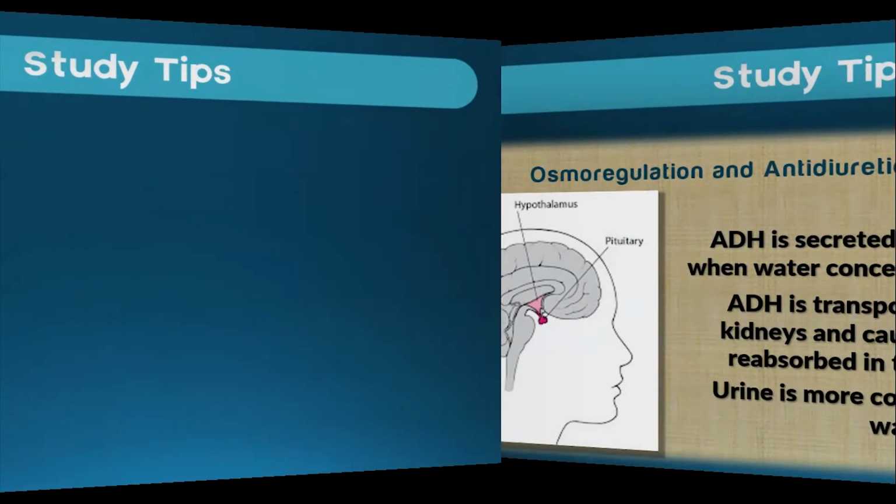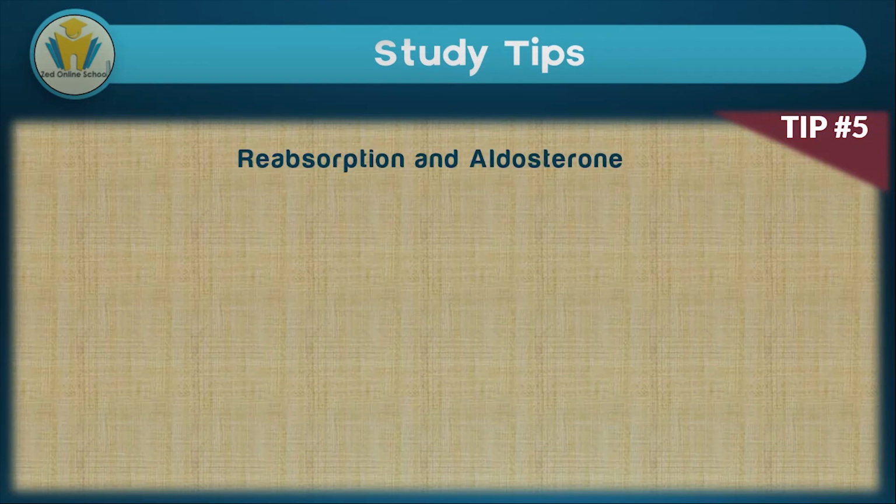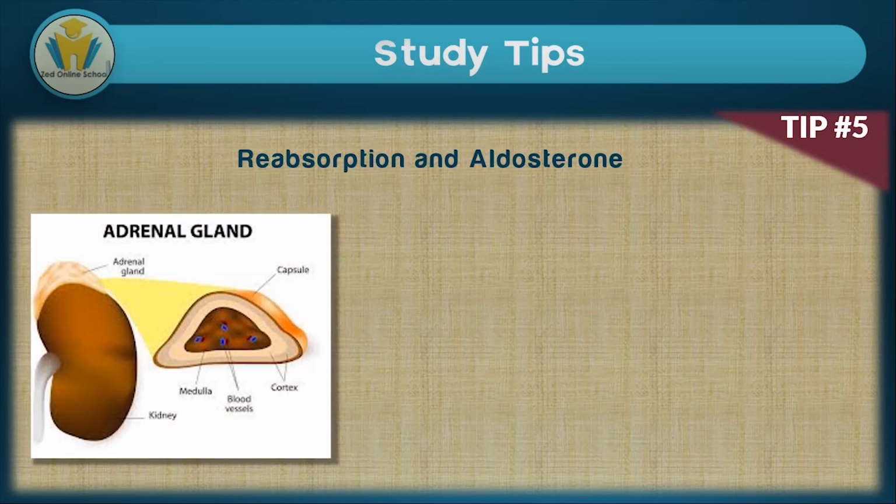The last study tip for today is talking about reabsorption and the hormone aldosterone. Aldosterone is a hormone produced by the adrenal gland. Specifically, it's produced in the cortex of this gland. This hormone specifically enhances the distal convoluted tubule for reabsorption of the salts and water, and sometimes it may also affect the collecting duct, where the collecting duct will absorb some water. The purpose of this hormone is to control the volume of blood and the blood pressure.